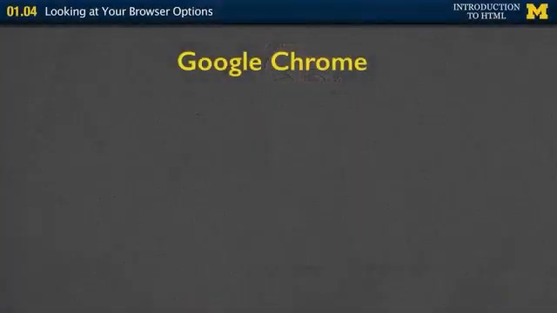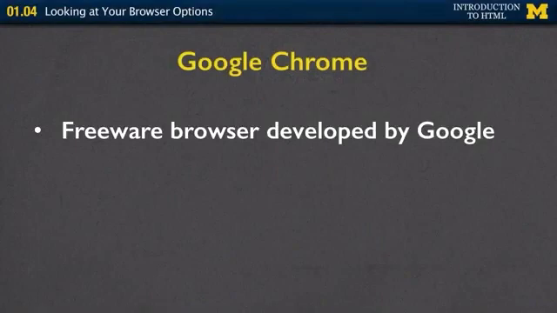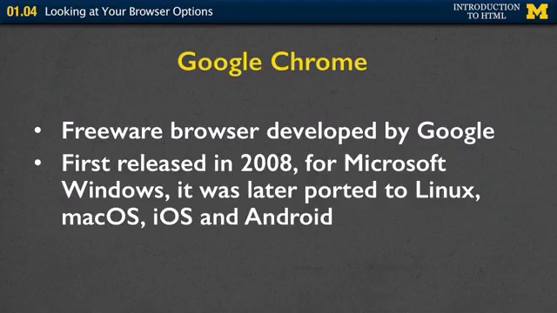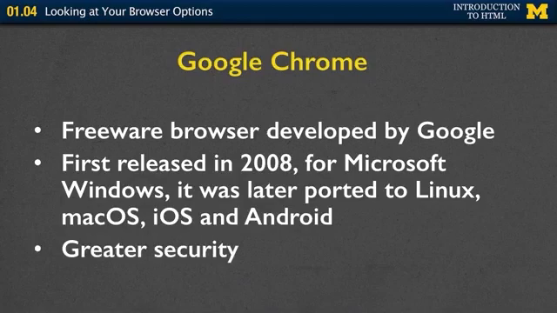Another option is Google Chrome. Google Chrome was developed by, surprise, Google, and it was a freeware that they created to be used on Microsoft Windows. However, it's later been ported, or you can consider it changed, so that it works on Linux, your Apple machines, your Android, basically most machines that you're going to come across. The nice thing about Google Chrome is that they really focused on security. So if that's something that you're concerned about, Chrome is a good way to go.